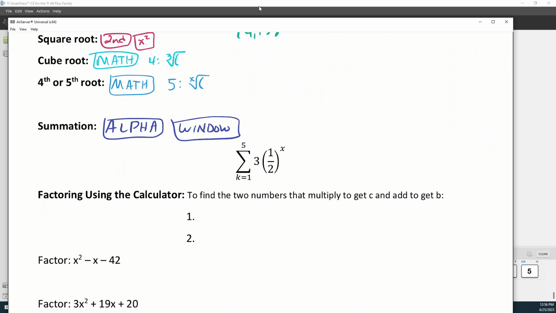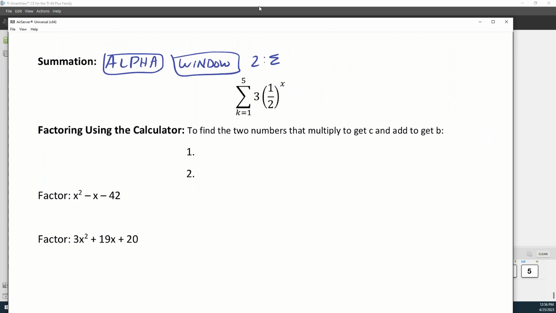But for summation, you're going to choose the one that looks like the little summation guy, the little Greek letter sigma, which is number 2. Now, there's a typo on this problem. You can't have the K and the X, so I'm going to change my X to a K. It would look like that. It wouldn't have 2 different. That was just my mistake.